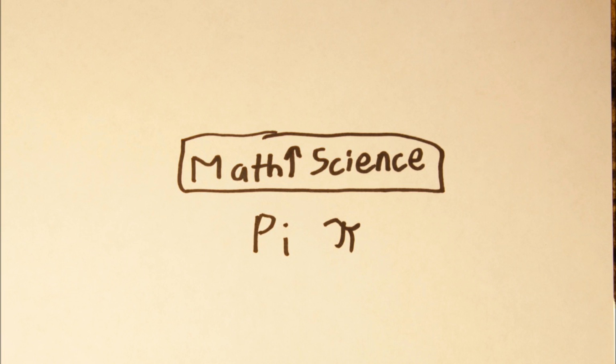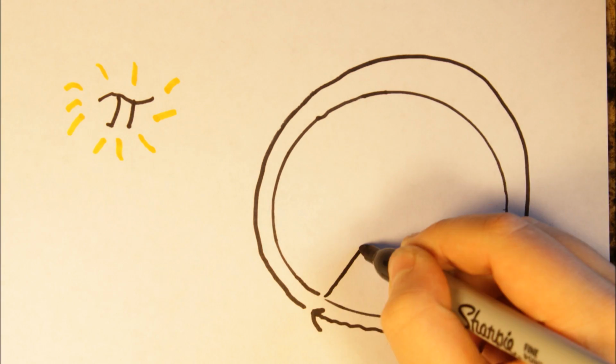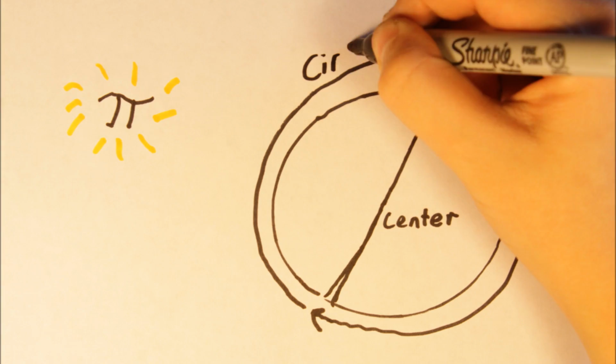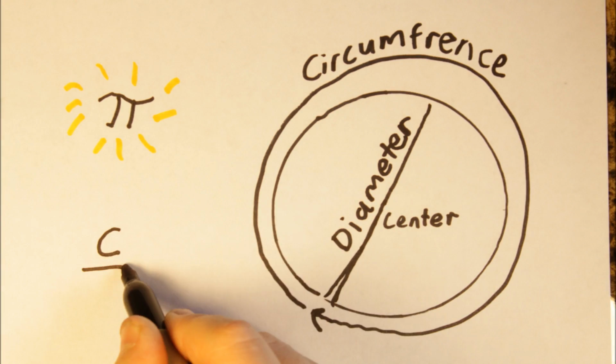Today we'll be talking about pi. Pi is pretty famous, but you probably don't know what it really is. Pi is the ratio of the circumference, the distance around a circle, to the diameter, the distance between two opposite points on a circle.